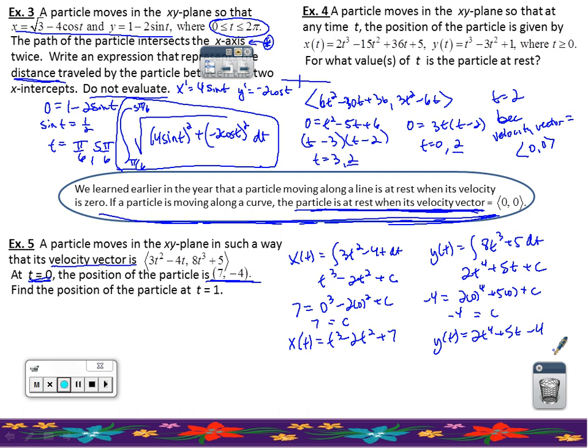Now we would substitute a 1 into each of these to get our location or position. So we put a 1 there, and we get 6. And we put a 1 here, and we get 3. So that's our position at 1. Okay.